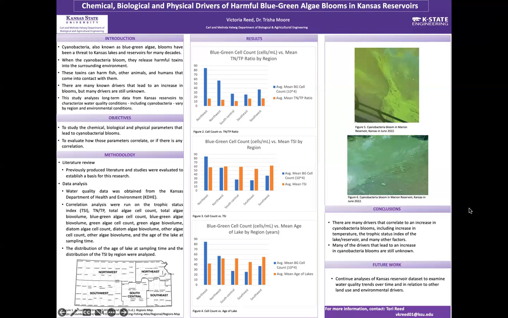So in conclusion, there are many drivers that correlate to an increase in cyanobacteria blooms, including an increase in temperature, an increase in the trophic status index as shown in figure 3, and many other factors. But some of these drivers are still unknown. And so we will continue the analysis of this Kansas reservoir data set to examine the water quality trends over time and in relation to other land use and environmental factors.